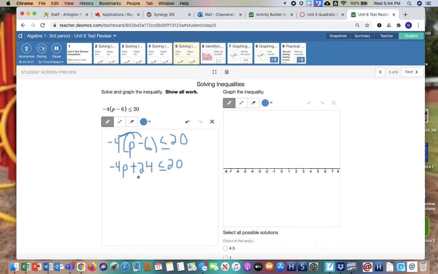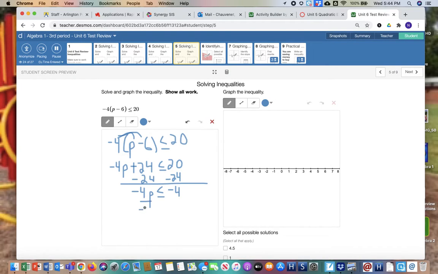Okay, so now what? I need to solve for p. So my next step should be to subtract 24 from both sides. So I'm going to do that. Once I do that, I get -4p less than or equal to -4. 20 minus 24 is -4. Again, use the calculator if needed.